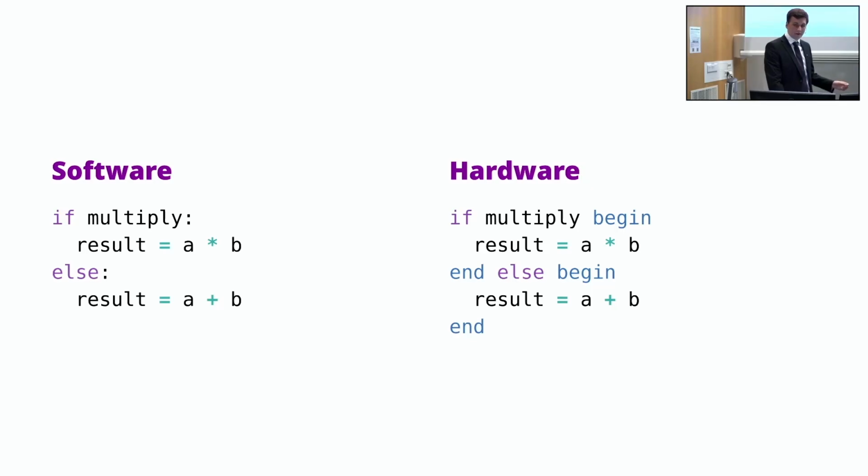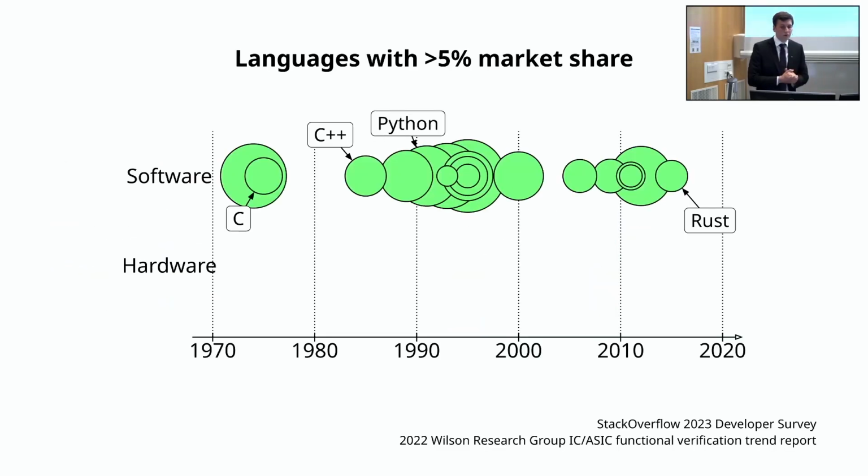However, that turns out not to really be the case in practice. And to demonstrate that, I want to show sort of the history of programming language development. This graph has one blob for all the programming languages with more than 5% market share today. The size of the blob is how many people use it today, and the location of the blob is the year at which these languages were released.